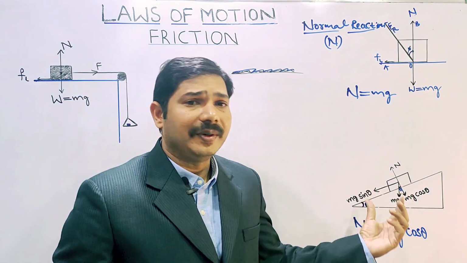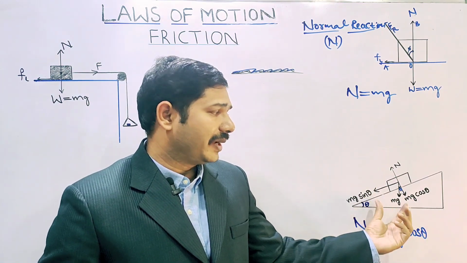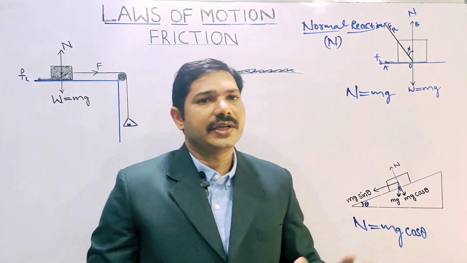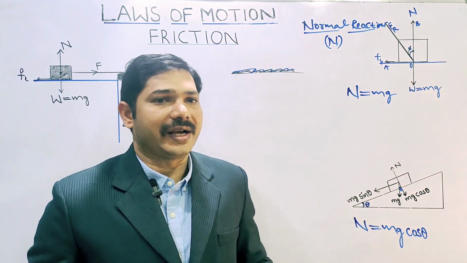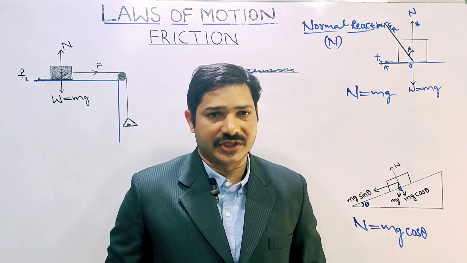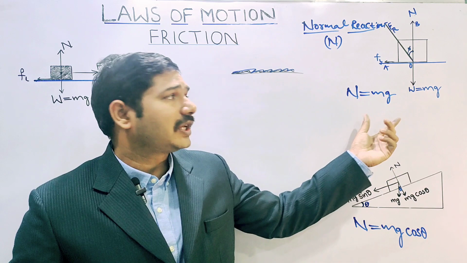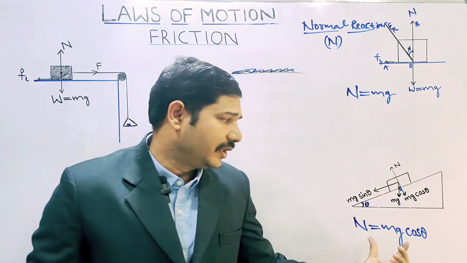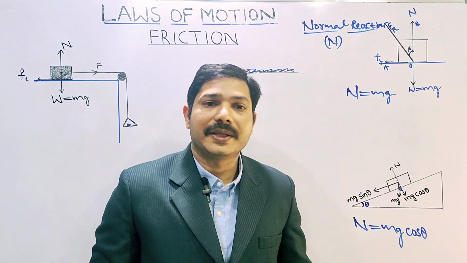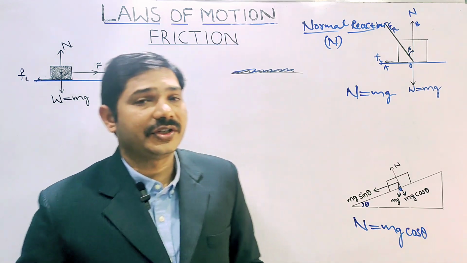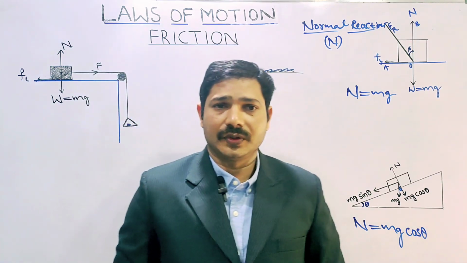So what will be the normal reaction, balanced by mg cos theta and the resultant forces, that we'll discuss later. Just now, try to understand the normal reaction. On a horizontal surface, it is balanced by mg, and on an inclined plane, it is balanced by mg cos theta. So here we understood the friction definition.